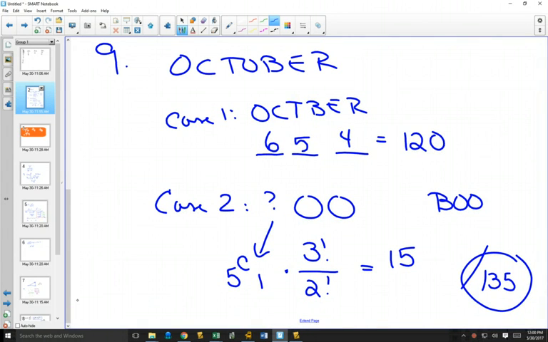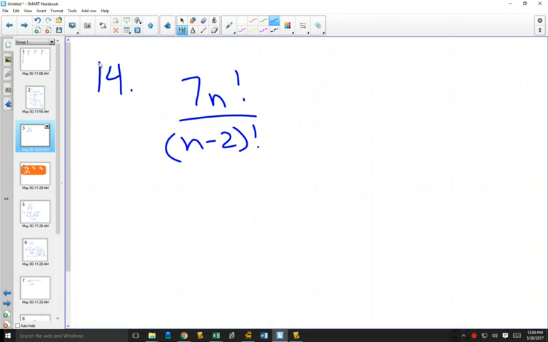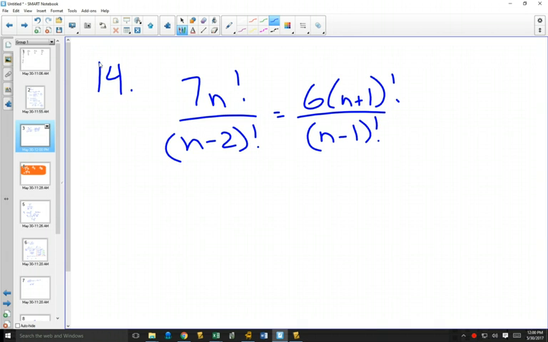The last one that we're going to do together is number 14. Solve for n algebraically, and we have 7n factorial over n minus 2 factorial equals 6 n plus 1 factorial over n minus 1 factorial. So we've learned in the past that you can simplify factorials by expanding a bigger one. And you could expand a bigger one until it cancels out another one.